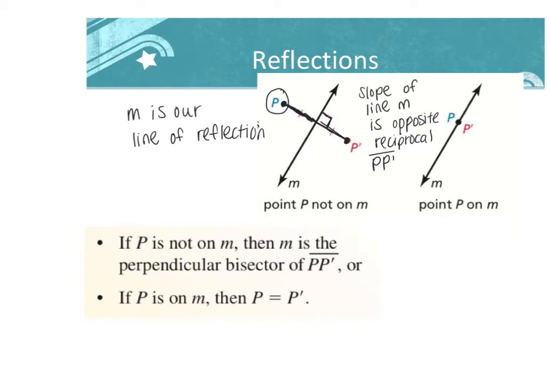And then if our point P lies on the line of reflection M, then P prime is just that same point. So that's this second image over on the right, okay? Where P lies on the line of reflection. Because it's 0 units away from the line of reflection, so you're just reflecting it onto itself.